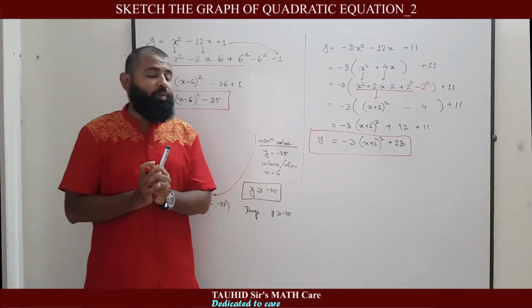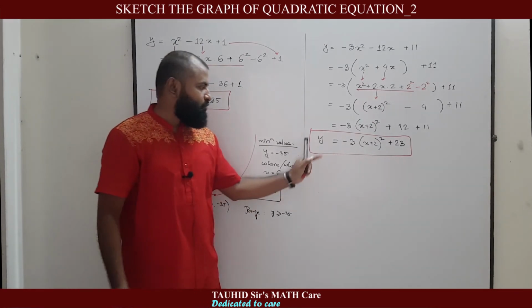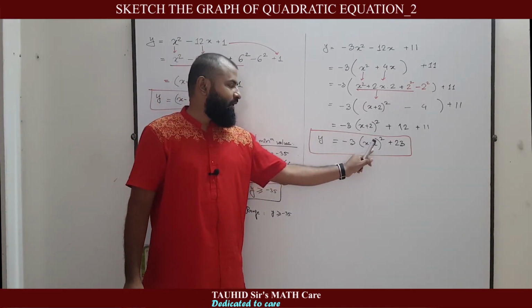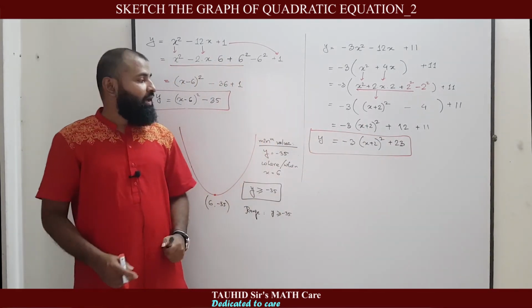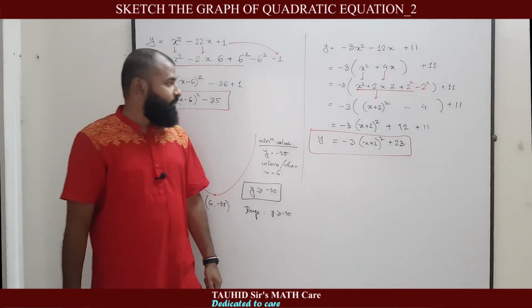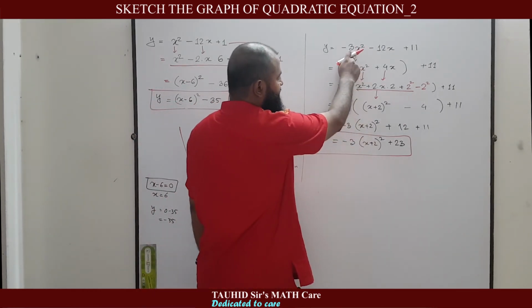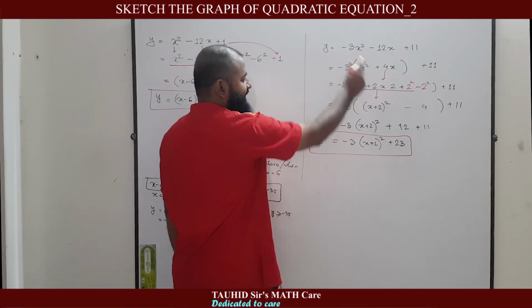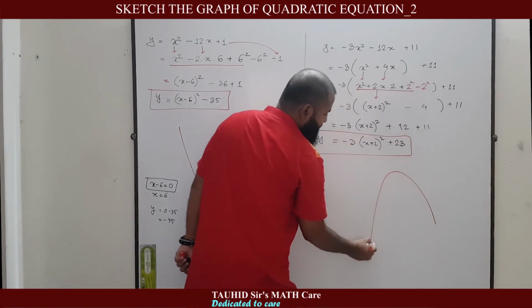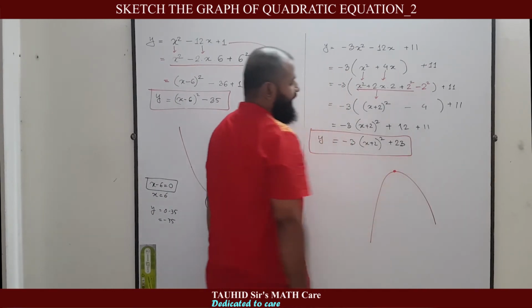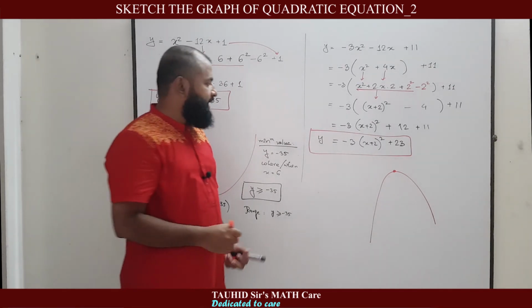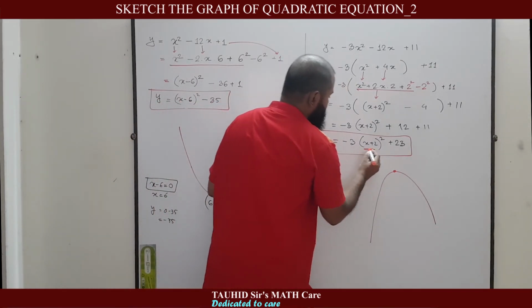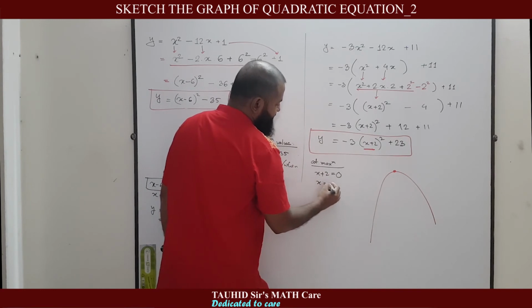As I said, we write it as y equal to a into x minus b whole square plus c shape, and I have written it here. Now what about its shape? I can clearly see here that the coefficient of x square is negative, so its shape is a sad face. And what will be said about its maximum point? At the maximum point this value is 0. That means x equal to minus 2.